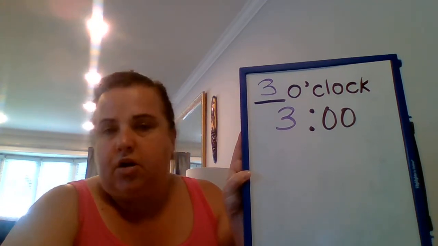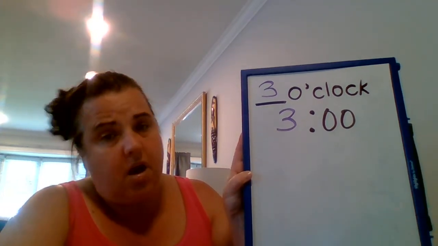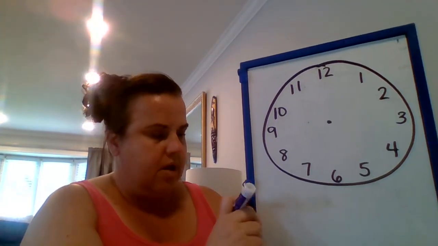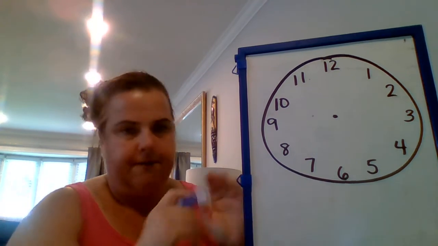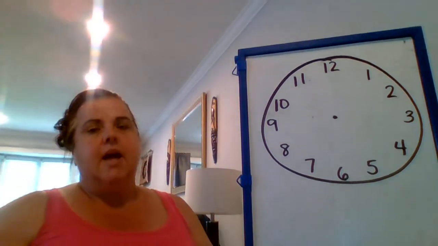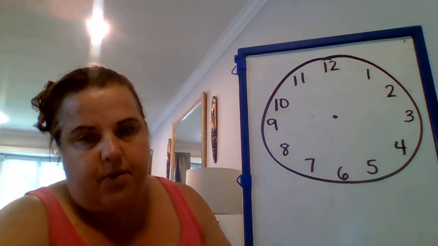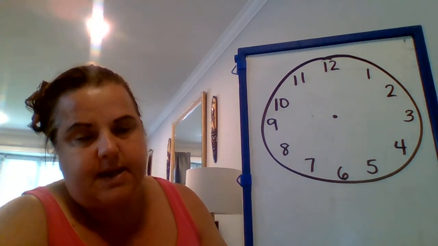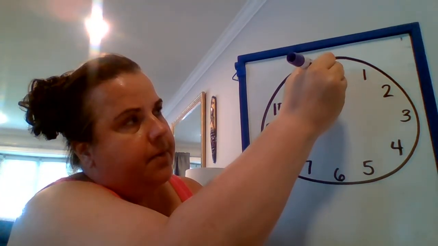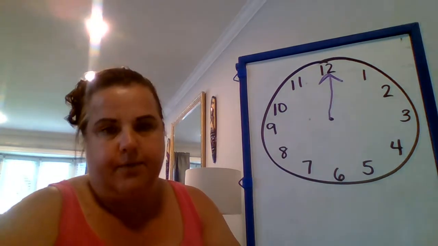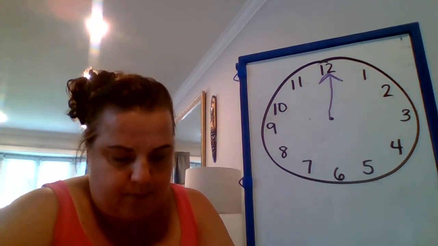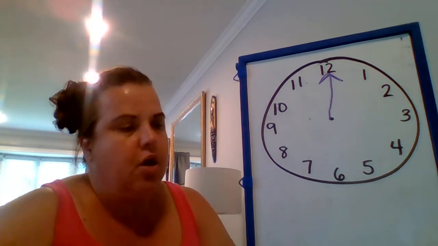It's not really that complicated, but telling the time on the actual clock might be. So we're going to practice that next. Now, when you are doing an o'clock, the big hand, or what we call the minute hand, is always on the 12. So we have our longer hand going up on the 12. That's how we know it is something o'clock. If the big hand is on the 12, it is something o'clock.